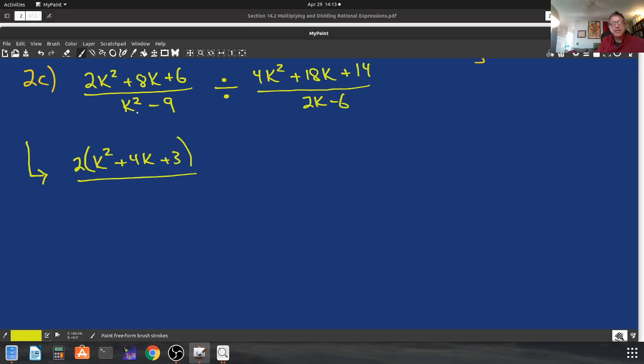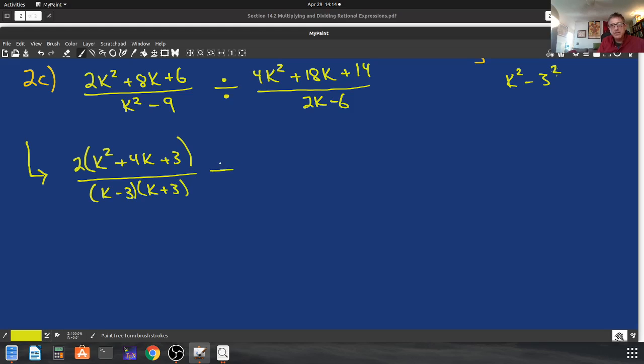And I'm going to go ahead and factor my k squared minus 9 by realizing that's k squared minus 3 squared. And I hope that's all you have to hear, and you can immediately write the factorization down. This is the difference of perfect squares factorization. So it's k minus 3, k plus 3.